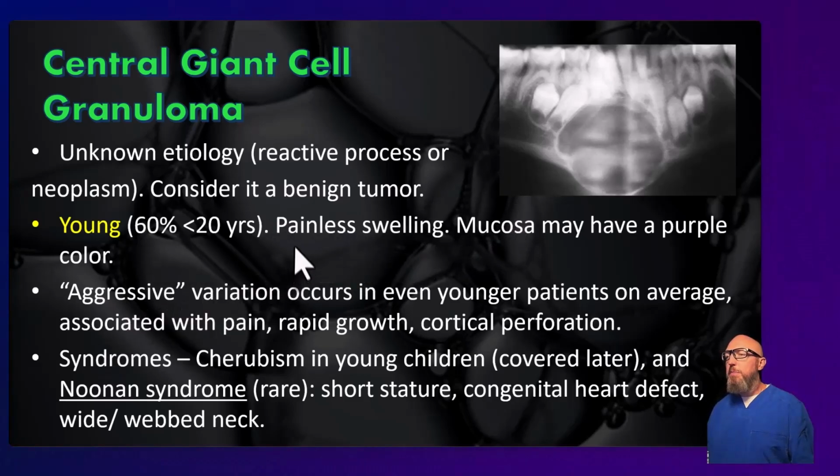As with most benign tumors, it's usually involved with painless swelling, but in this case, the mucosa may have a purple color that's unique to CGCG. There is an aggressive variant that occurs in even younger patients on average. That one may be associated with pain, very rapid growth, so cortical perforation. There are some syndromes that this is associated with. The more common one is cherubism, which we will cover later. And then the more rare one is going to be Noonan syndrome, where they have short stature related to congenital heart defects, wide and webbed neck. But that one is pretty rare.